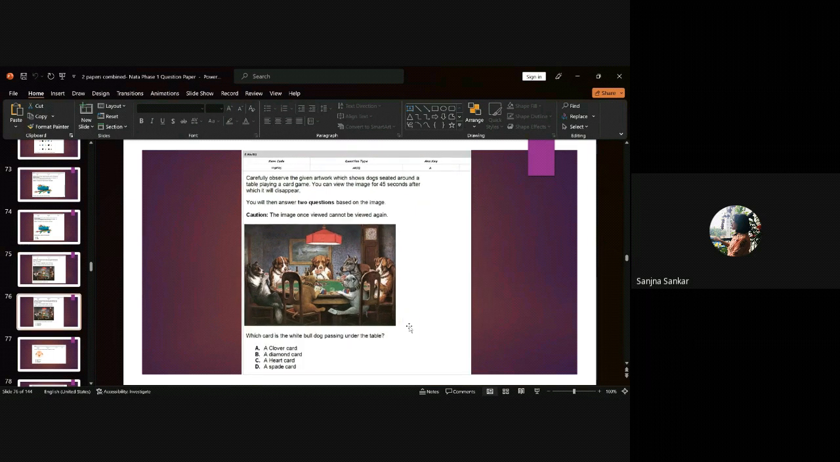The last question is: which card is the white bulldog passing under the table? Is it a clover card, a diamond card, a heart card, or a spade card? The correct answer is option A, a clover card.